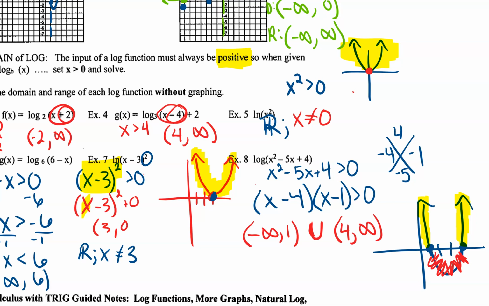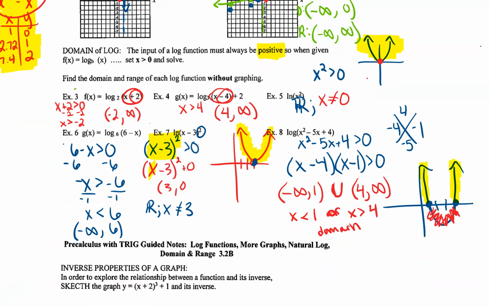This could also be written as x has to be less than 1 and x has to be greater than 4 is the domain. Because anywhere else in it would be negative, which is not allowed.